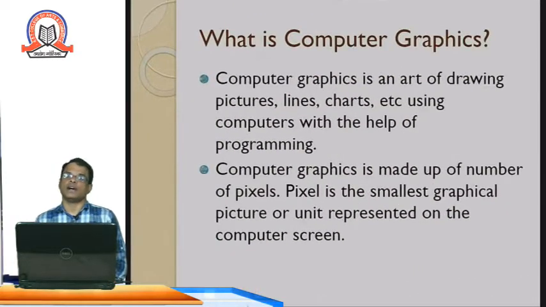First we will try to understand what is computer graphics. Computer graphic is an art of drawing picture, line, charts, etc. using computer with the help of programming. Computer graphic is made up of a number of pixels. Pixel is the smallest graphic picture or unit represented on the computer screen. So your screen is made up of pixels, and using these pixels the images are getting formed on the screen.